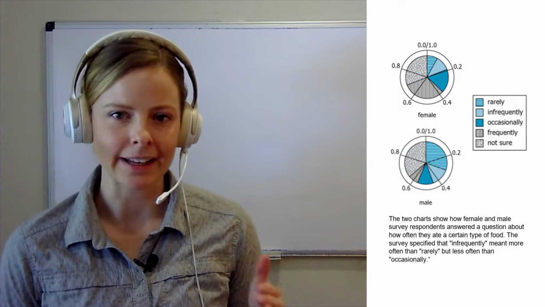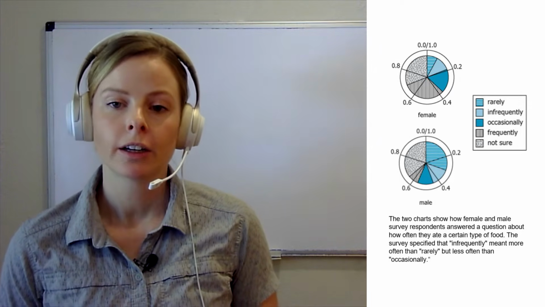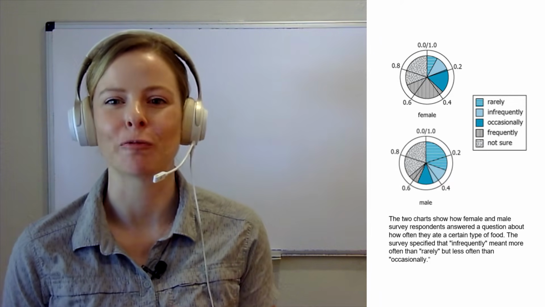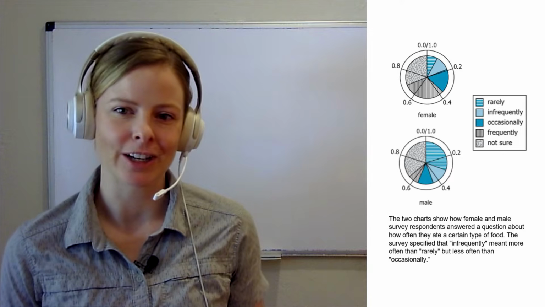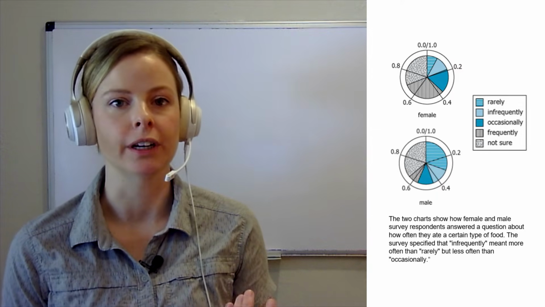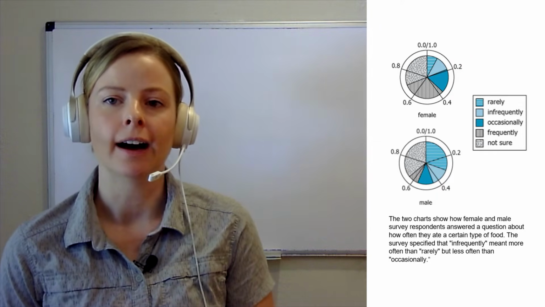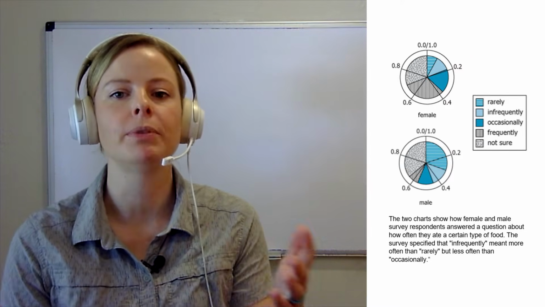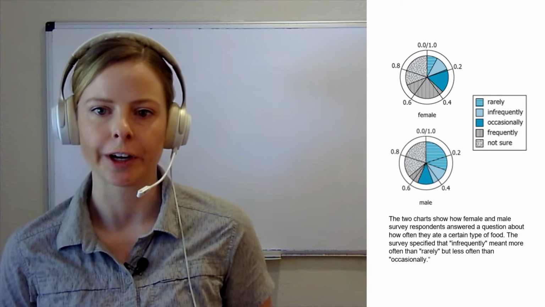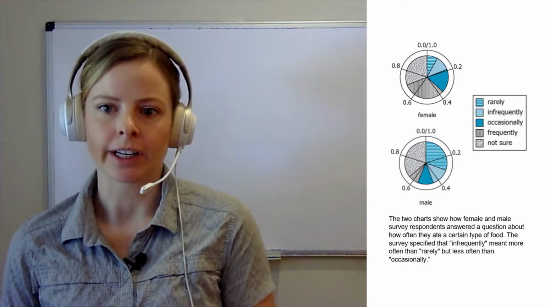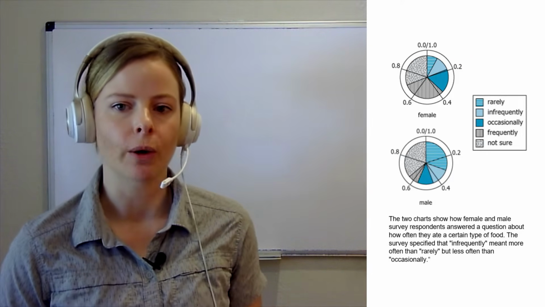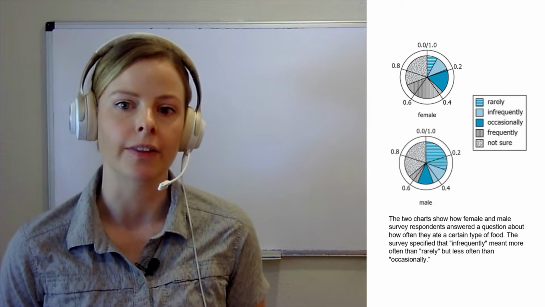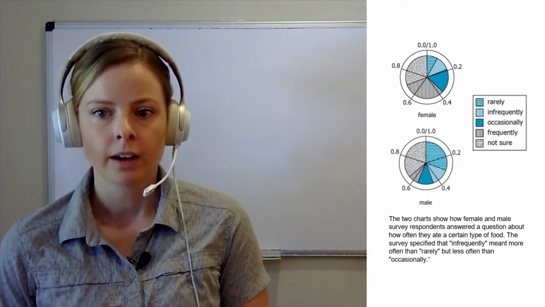All right, so let's talk about these pie charts. We're given 2 different pie charts. They're called pie charts because they look like slices of pie. And the nice thing about pie charts is that they're going to add up to 100% of your population in some way. So you can just look at this and get a sense for what piece of the pie falls into each category. So for this particular one, we're told that the 2 charts show how female and male survey respondents answered a question about how often they eat a certain type of food.